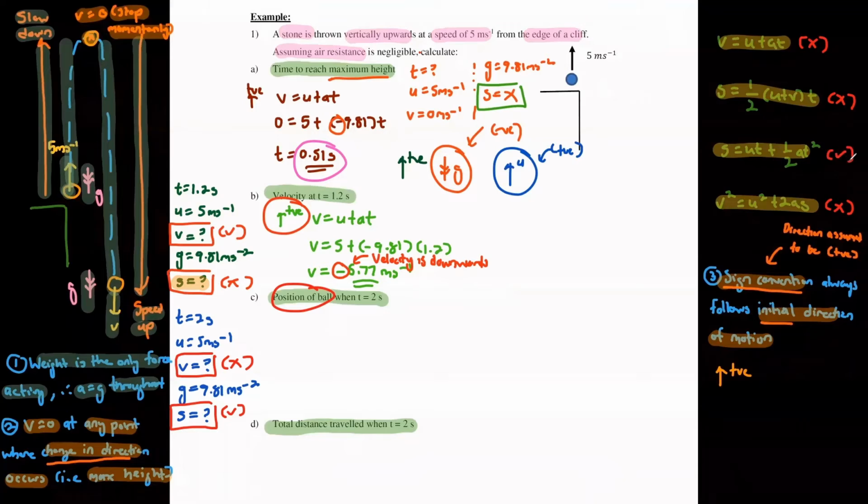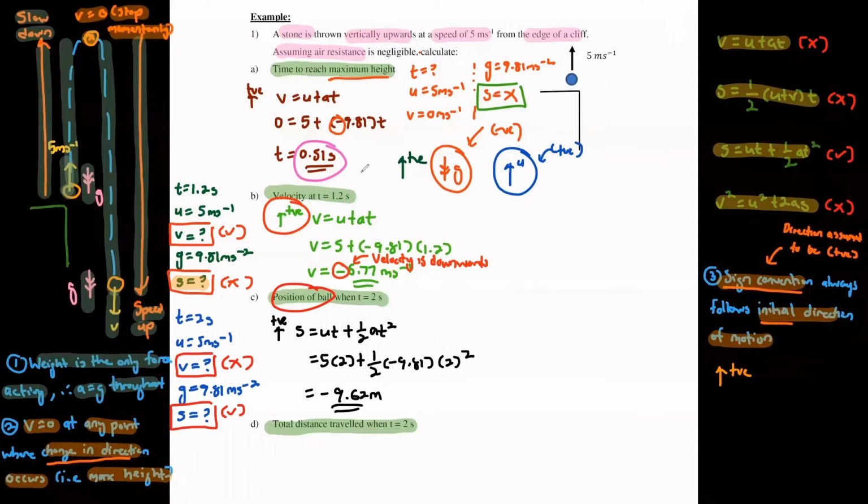So applying it to our question here, upwards is our positive sign convention. We have s equals to ut plus half at squared. Subbing in the values, we will get 5 times 2 plus half times negative 9.81 times 2 squared. So our final value would actually be negative 9.62 meter.